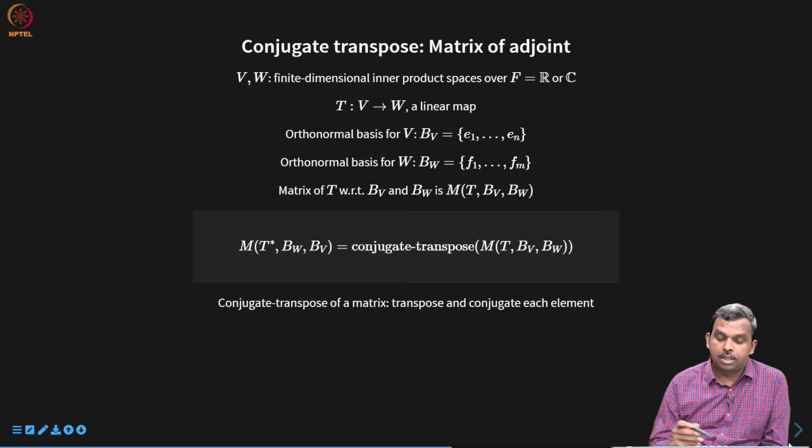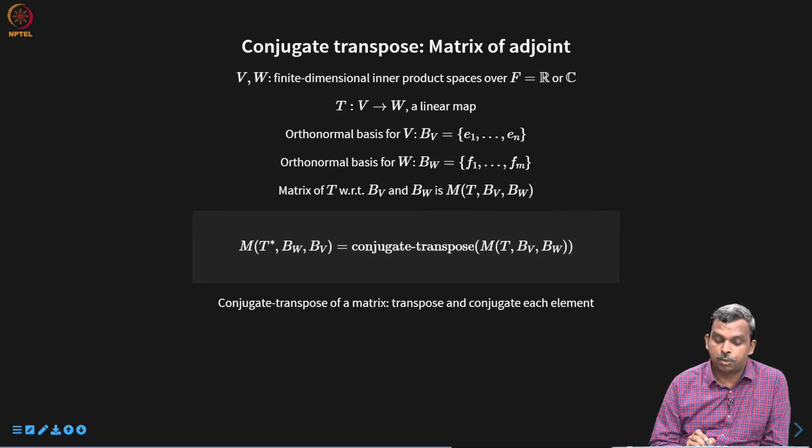So, here is the big result. The matrix for the adjoint of T, remember T star will go from W to V, with BW as the basis for W and BV as the basis for V. So notice the reverse thing there. That is simply equal to the conjugate transpose of the original matrix we had for T itself.